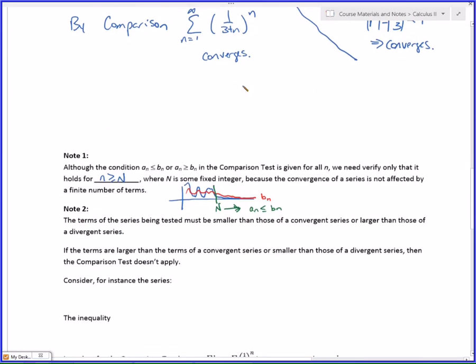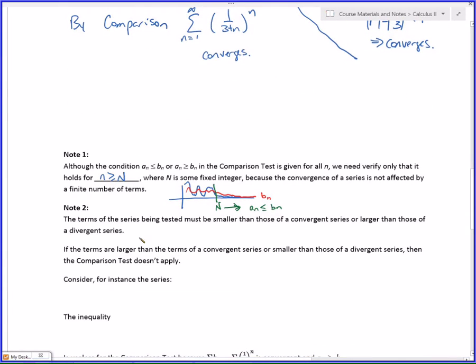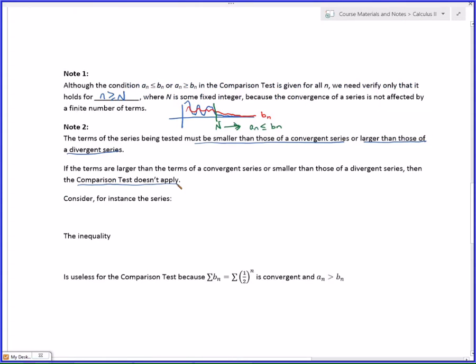Okay. The second note I wanted to point out here is the point I've already made: the terms of the series being tested must be smaller than the convergent series or larger than the divergent series. If the terms are larger than the convergent series or smaller than the divergent series, then the comparison test doesn't apply. And the example that they throw in the book here is this guy, 1 over 2 to the n minus 1.